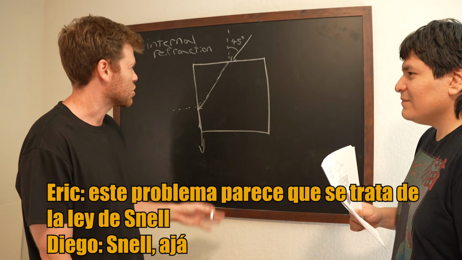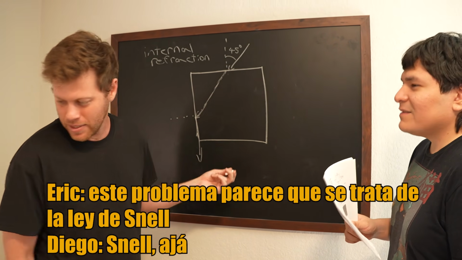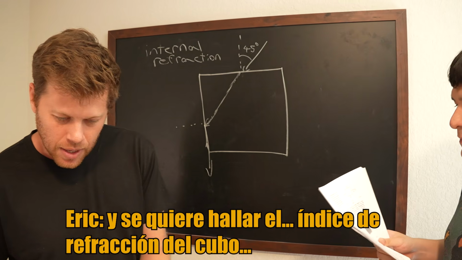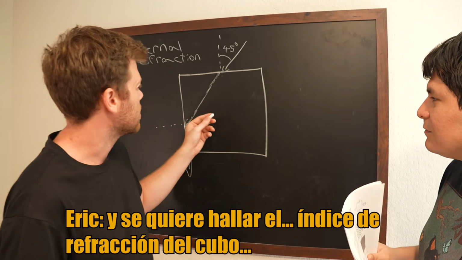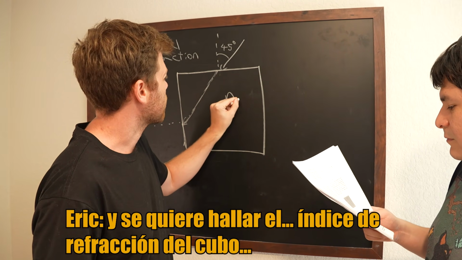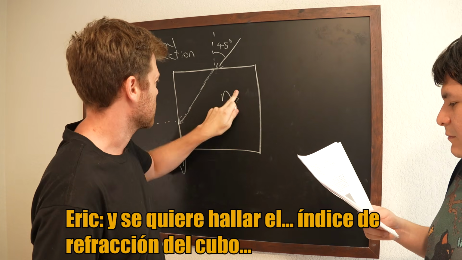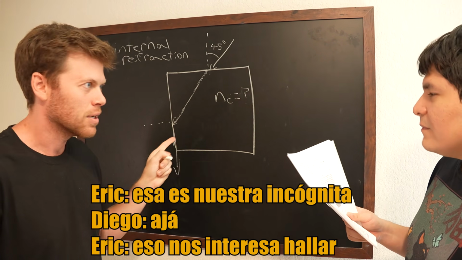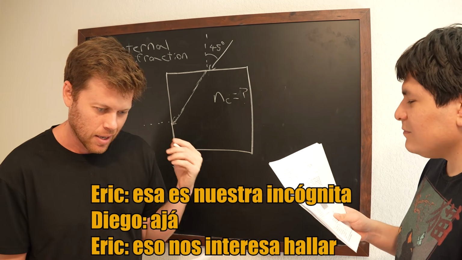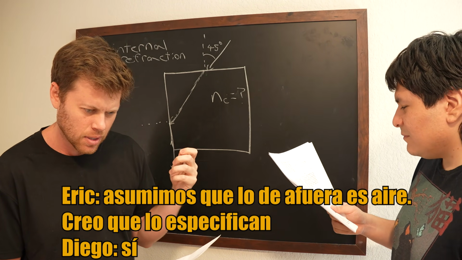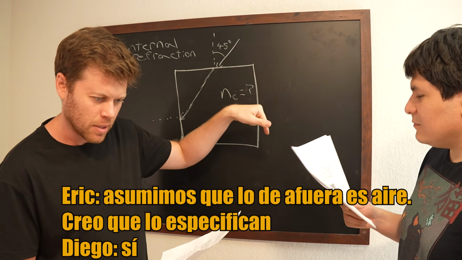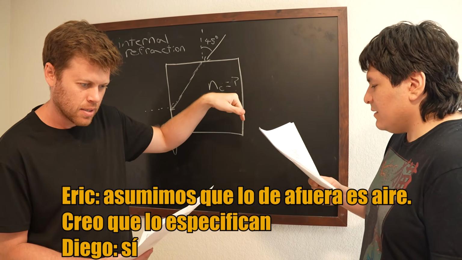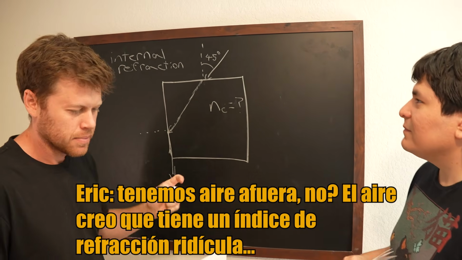This looks like Snell's law. And they want us to find the index of refraction, I was thinking, that's our unknown. That's the thing we care about. We are assuming outside is air. I believe they say that. Yes. Outside is air, right?